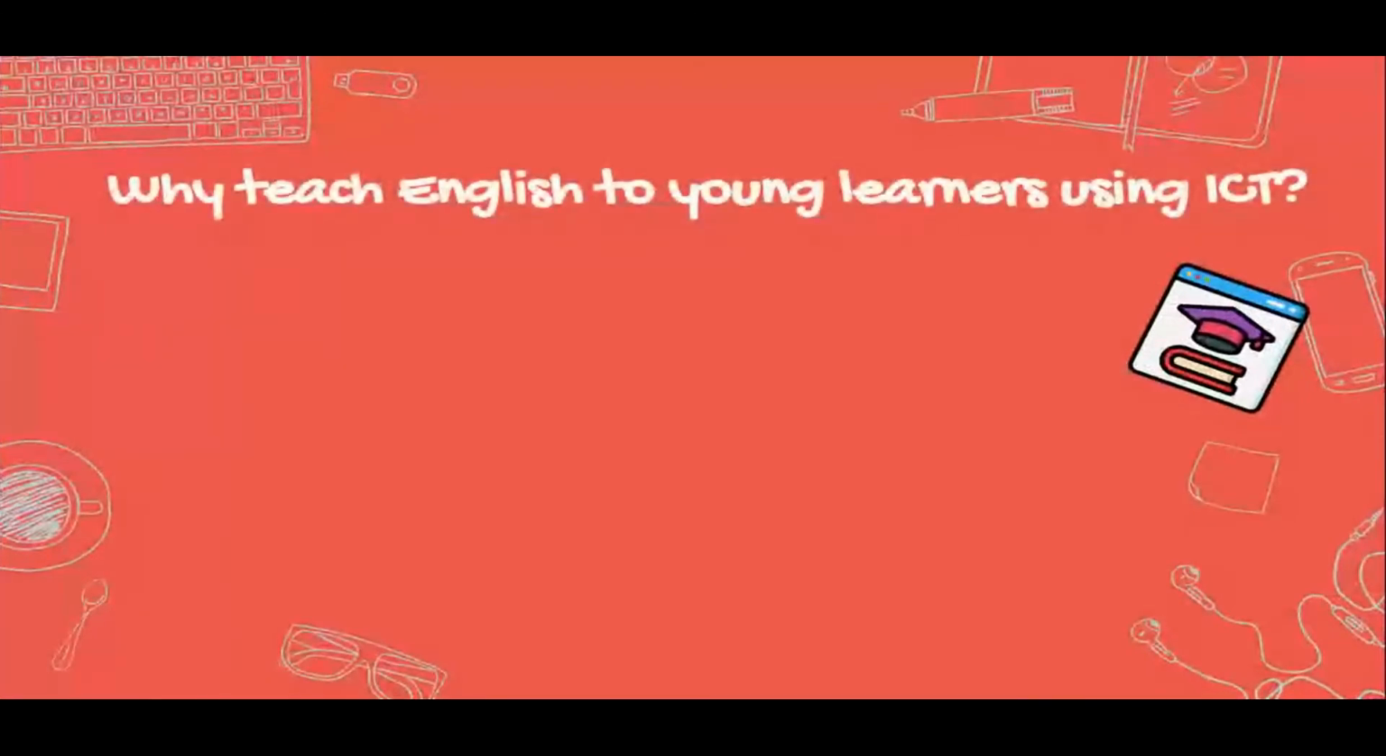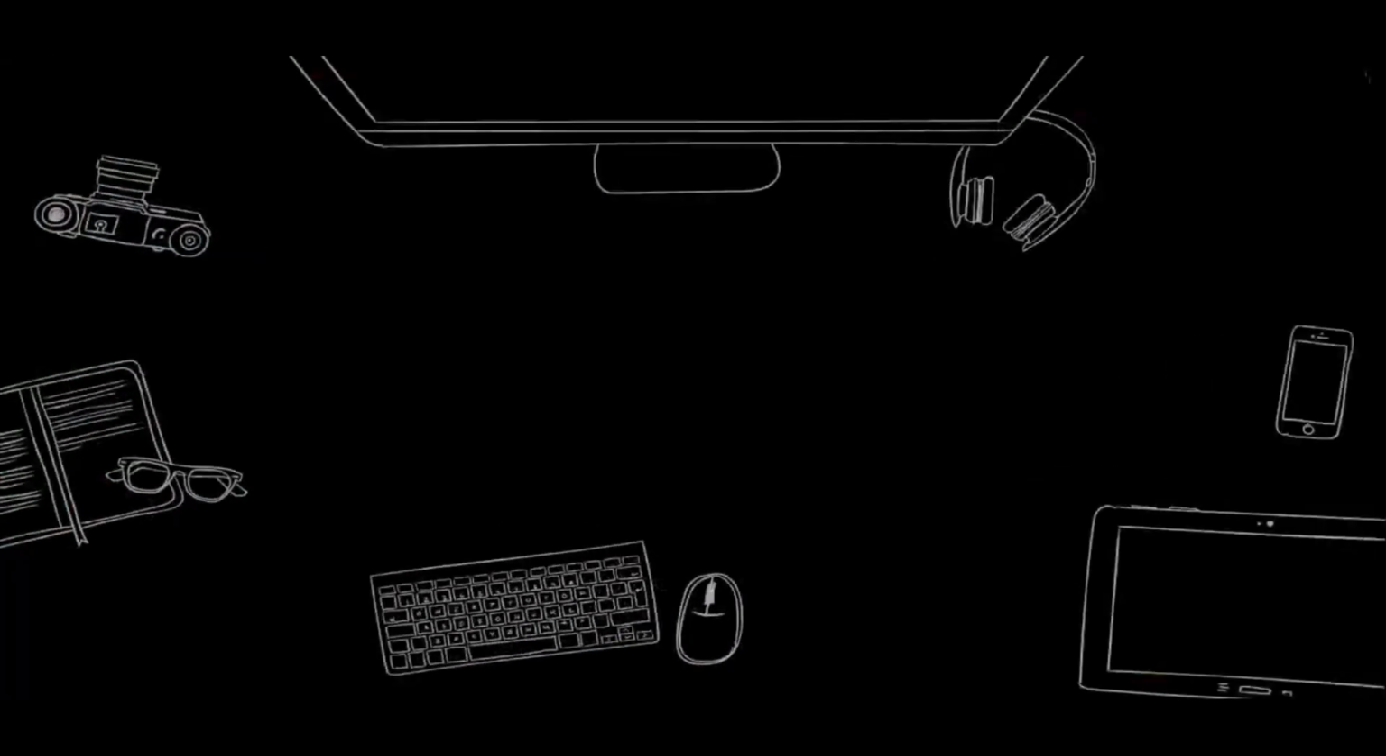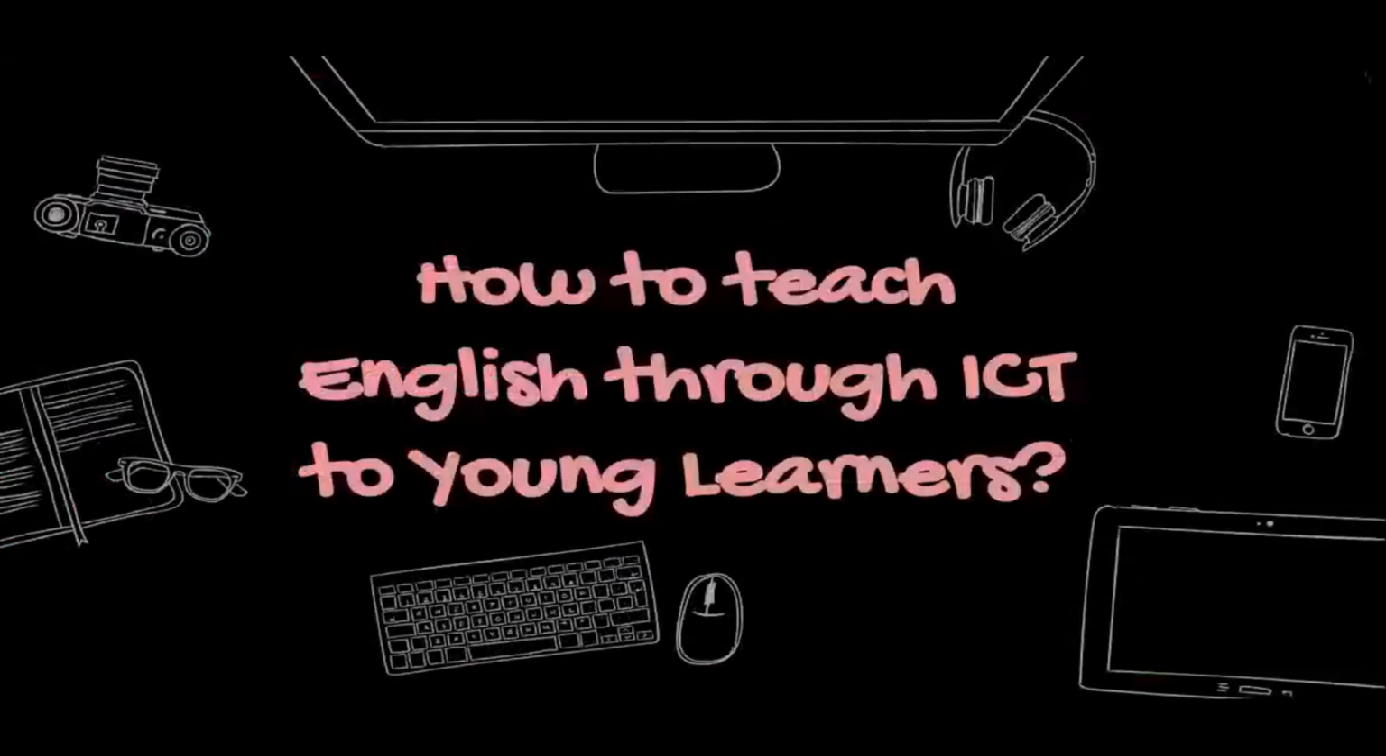Now, considering these 3 core concepts, we can attempt to answer this question: why teach English to young learners using ICT? There are very powerful reasons for this. Digital technologies increase motivation, allowing for active engagement in learning process, social interaction, and collaborative learning. As we have seen, ICT cover a variety of learning styles through visual and auditory resources, transforming reading, writing, and communicating. Especially for us, teachers of language, ICTs are a powerful ally. Technologies use language as a tool for communicative purposes, so our teaching becomes more significant. Technologies also relate learning to real life, since many of them are a central part of young children and teenagers' life.